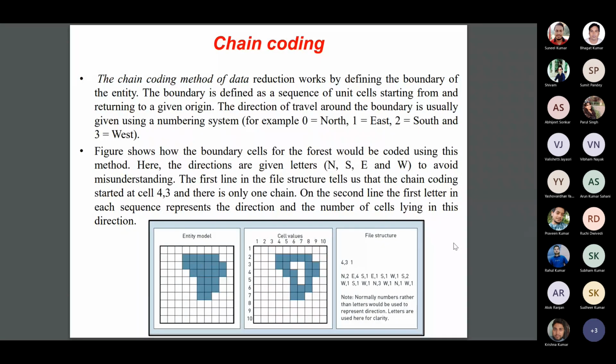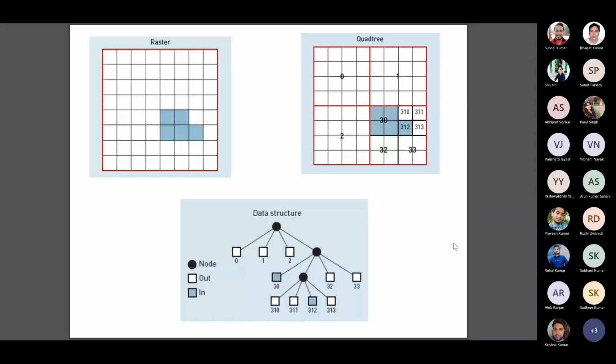Okay, then I am moving to the next one. It is quad tree. This structure is called quad tree structure. This one is the fourth one. First I am reading the theory, then I will explain you what is happening.